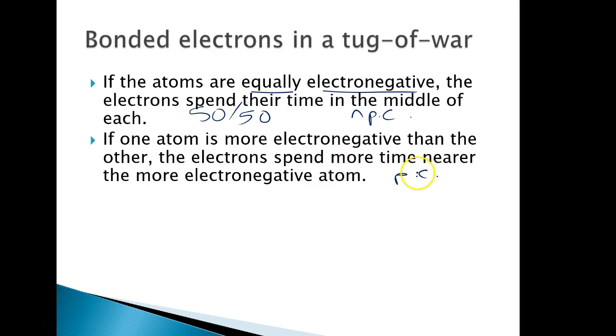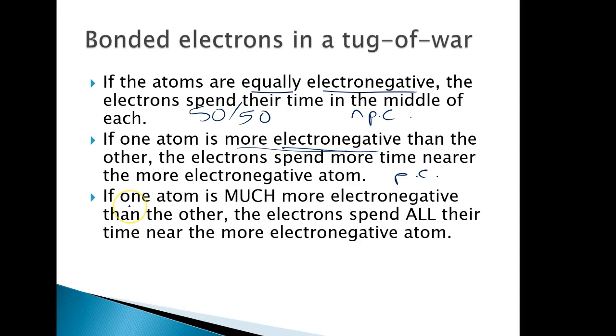This is a polar covalent bond, and it's a tug of war still. Nobody's lost, nobody's won, but somebody's winning. And the electrons are spending more time by the atom that is stronger. And then the last one, tug of war is over. It is 100% in one direction and 0% in the other direction.